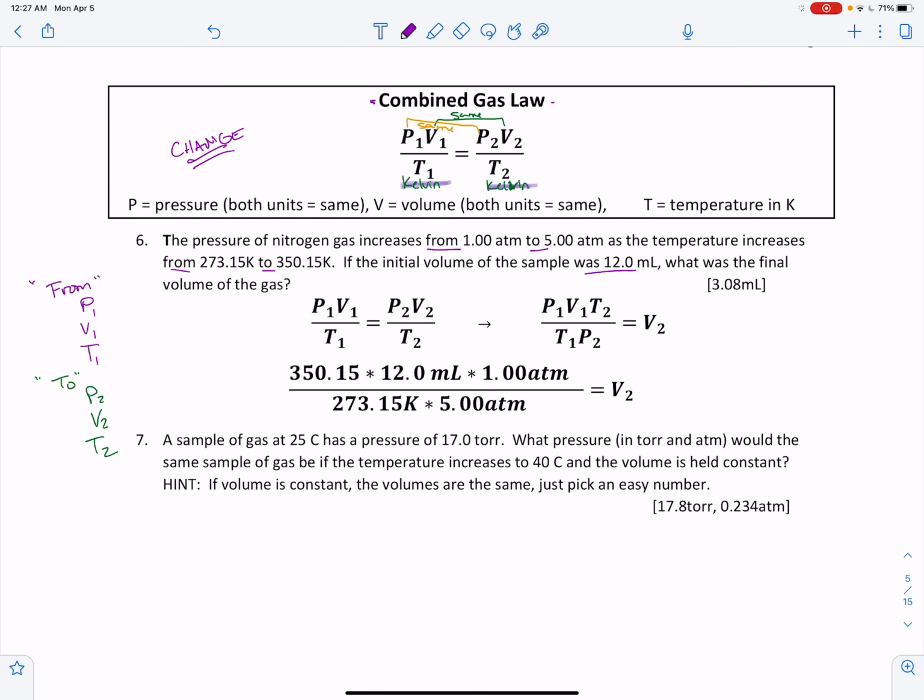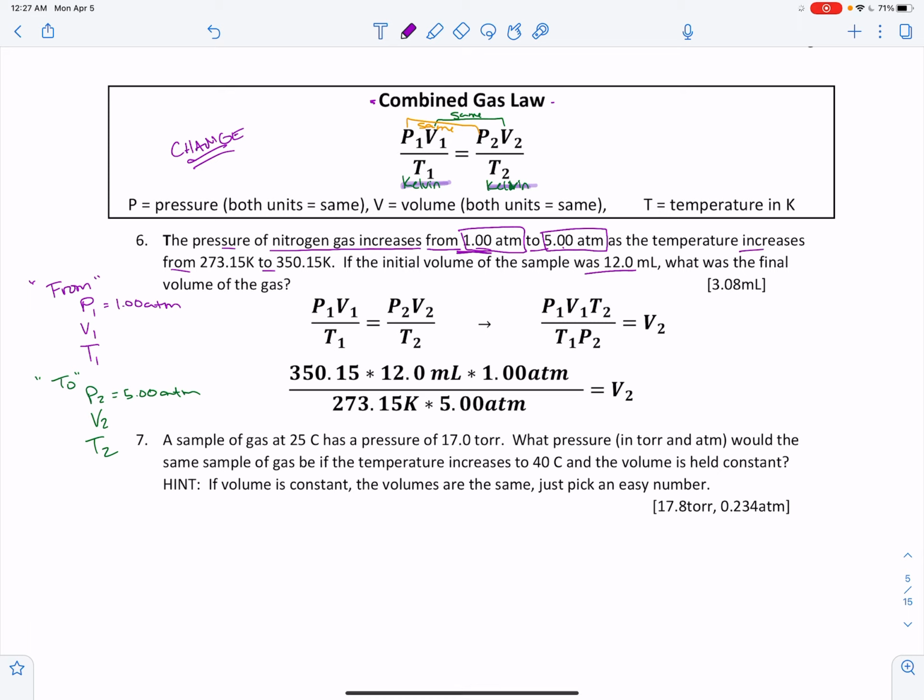So I'm seeing pressure, but again, remember, I'm just looking for my units. I'm reading this as blah, blah, blah. Oh, there's a number with a unit, from. So that unit, that ATM, is a pressure unit. That's my from, my 1.00 ATM. The 2 is my other pressure unit. That's my 5.00 ATM. That's what it's going to become.